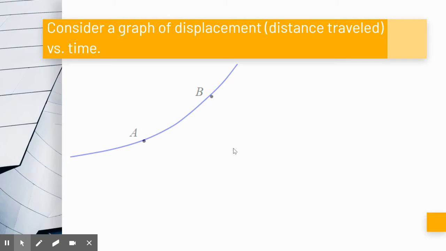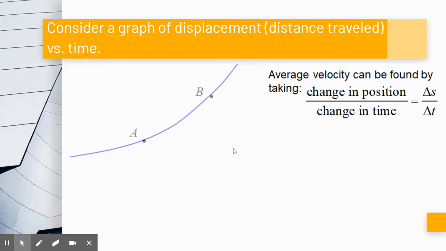Okay, next up, so let's consider our graph of displacement, otherwise known as, well, distance traveled. Or to borrow a phrase from Mr. Coos, displacement is when you go from displace to displace. That is your displacement. Where did you go from and to? So keep that in mind. So I've got a graph of displacement. My average velocity can be found by taking the change in position, which is going to be vertical in this case, over the change in time, which is horizontal. So I just say it's delta s over delta t.